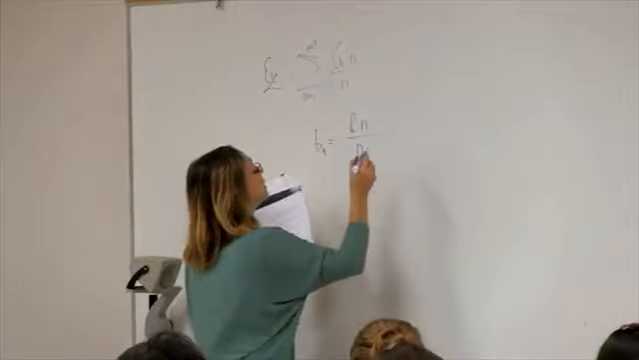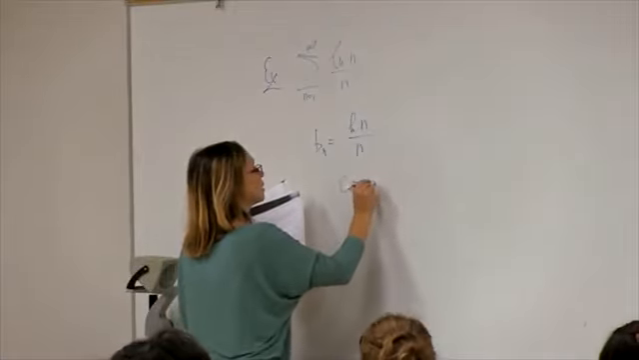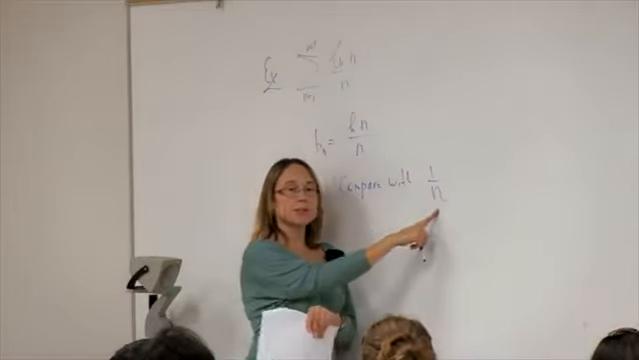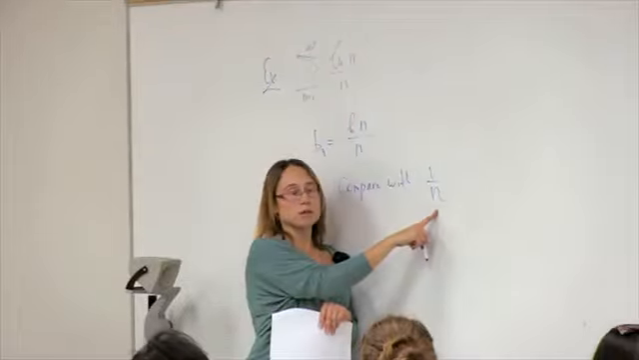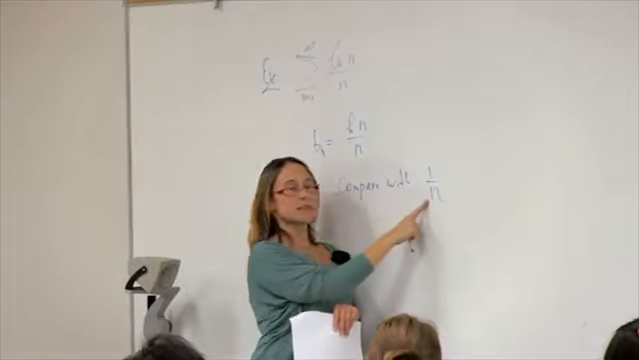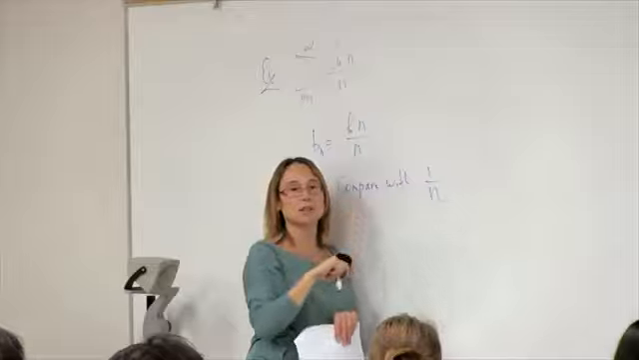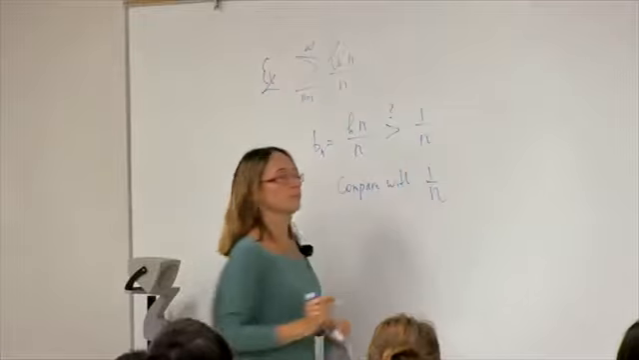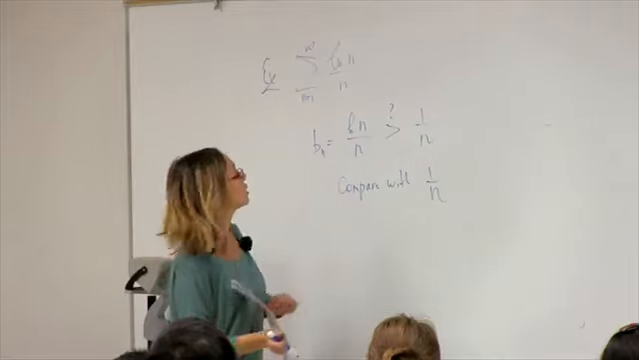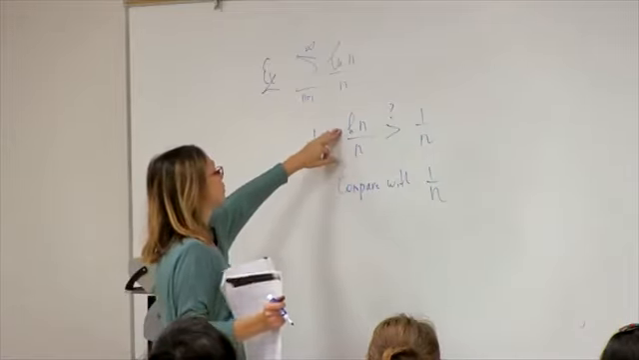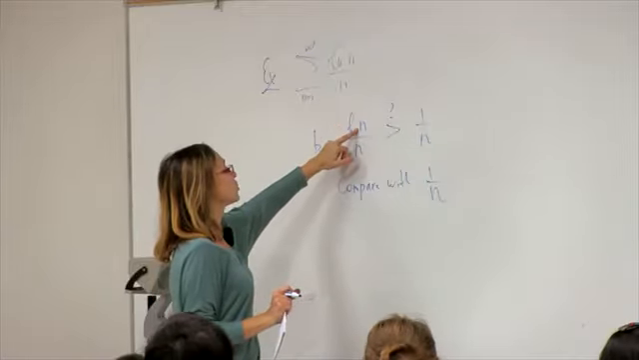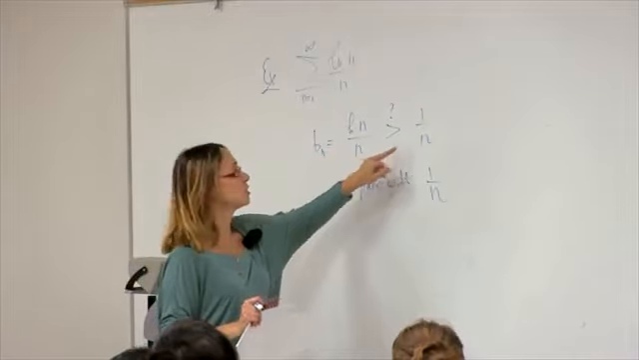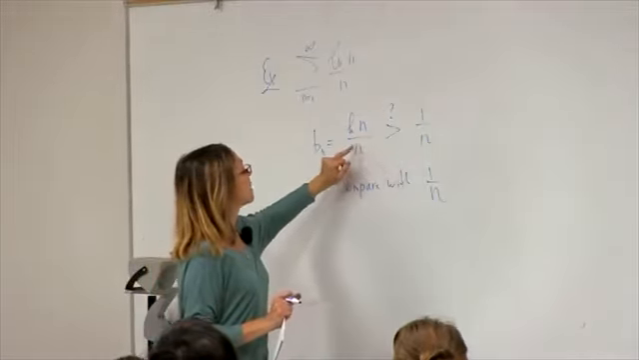And I want to compare it with 1 over n. This is a harmonic series that diverges. So if I can show that this is greater than this, then my given series will diverge. So is it greater than 1 over n? Not always. Okay, it's not always greater. For instance, when n is equal to 1, this is actually 0, right? So we have 0, and here we have 1. So this doesn't hold.